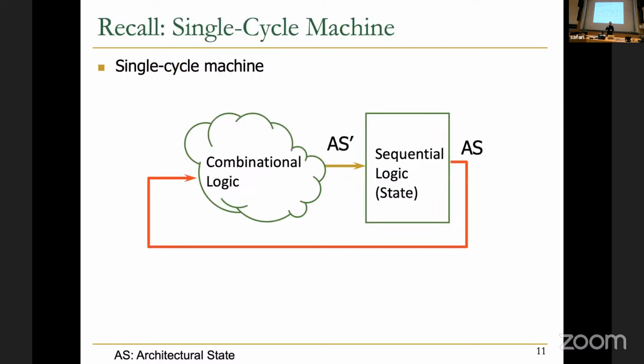But this is a single-cycle machine. Basically, it looks very simple. It looks like this. You have sequential logic, which is the architectural state, and then combinational logic produces architectural state prime based on the specification of the instruction. And you have to provide the combinational logic to execute every single instruction specified by the instruction set architecture. Makes sense, hopefully, right? Okay.